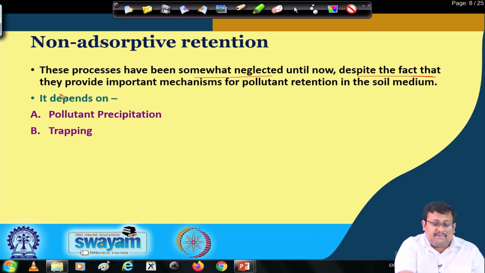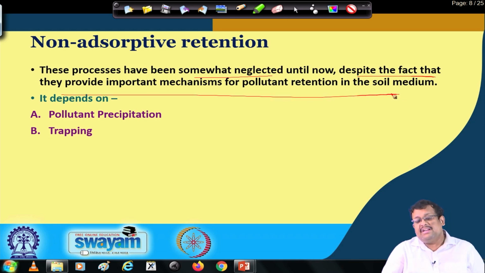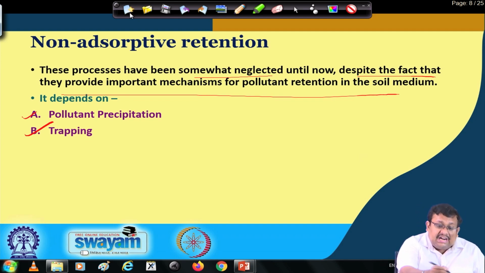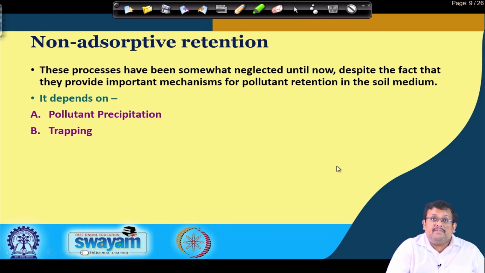Despite the fact that they provide an important mechanism for pollutant retention in the soil medium. Now, it basically depends on two important processes. One is called pollutant precipitation and the second one is called trapping. So, we will discuss both of them. We will start first with pollutant precipitation.